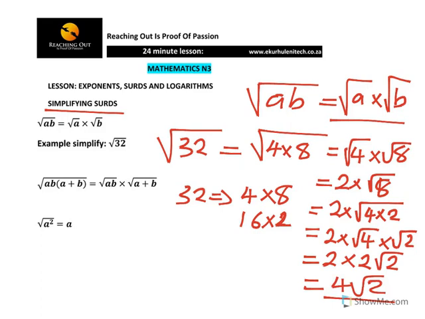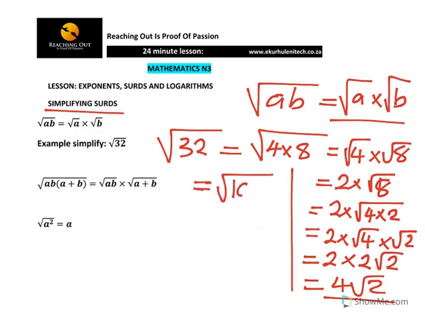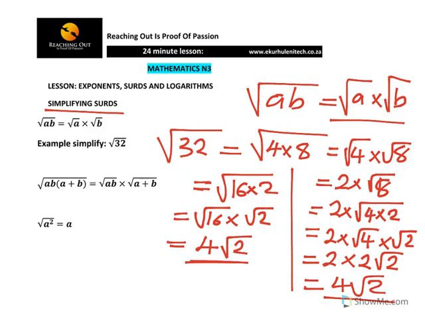Another version you could have used on 32 was to use 16 times 2. So this is equal to square root of 16 times 2, which is equal to square root of 16 times square root of 2. Now you can see what is square root of 16? It's 4 root 2. When you have simplified it, you cannot further simplify square root of 2. But you can see the answers are the same, but this was a quicker method.